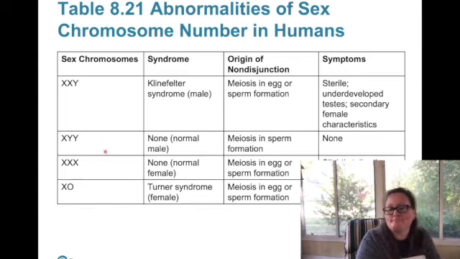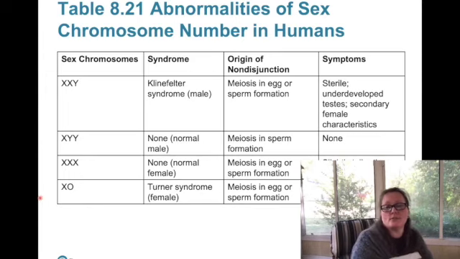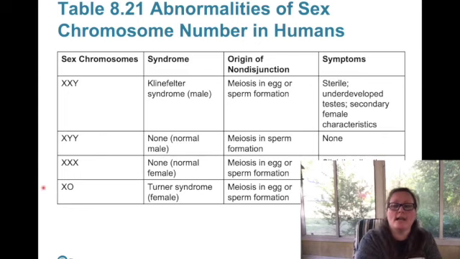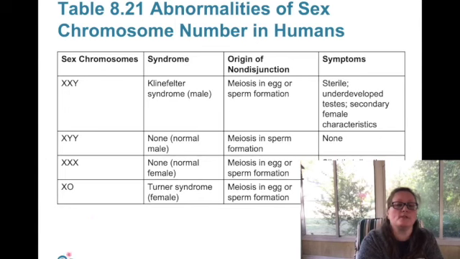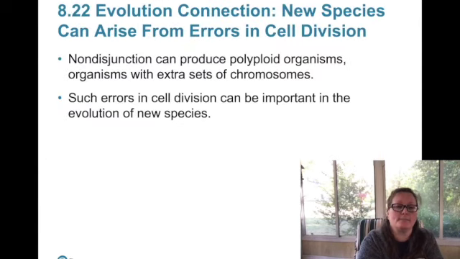Triple X, no real difference. If you look through this, you'll see some basic small things, like here it says slightly taller. And then XO, Turner syndrome. This is the one I was talking about, where a lot of times this will be non-disjunction in the sperm. The reason it shows XO is they are missing one of the sex chromosomes, and so this will be just an X.